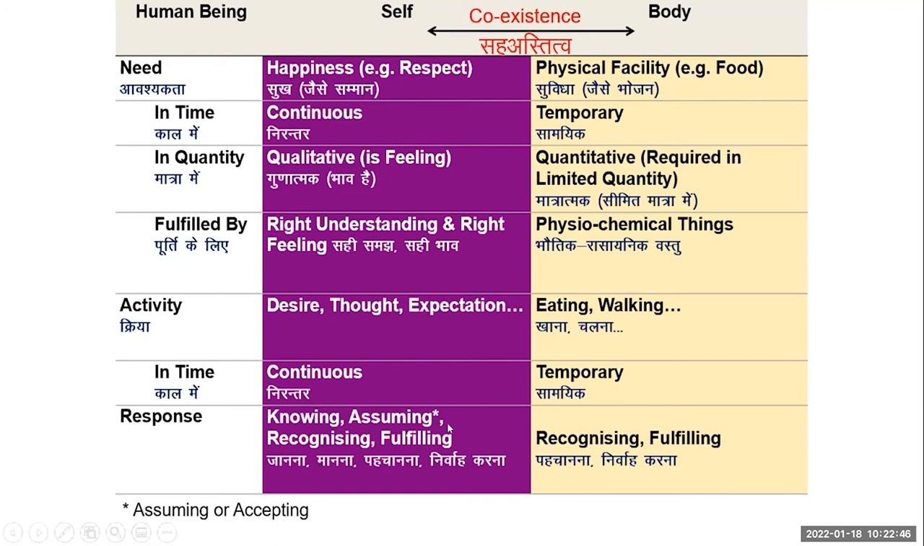So recognition and fulfillment in the body is definite, while the response in the self is based upon assumptions. Here, the recognition and fulfillment is varying as per assumptions. The assumptions change, the recognition also changes. There are many assumptions with which we live, like an assumption, a person who has such and such type of car, such and such type of house, such and such kind of wealth is more respectable. The assumption.